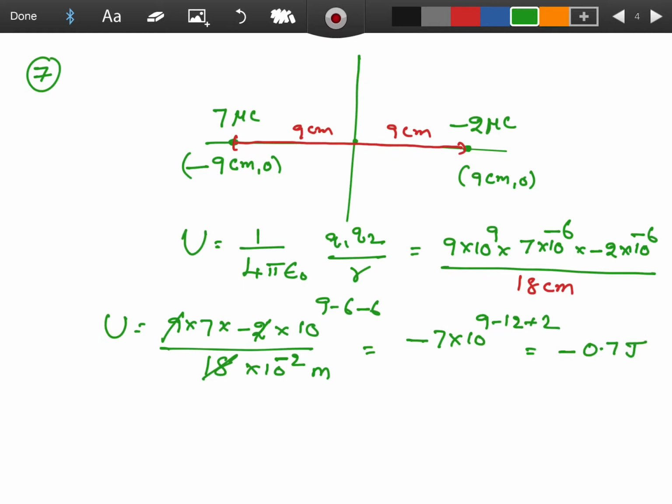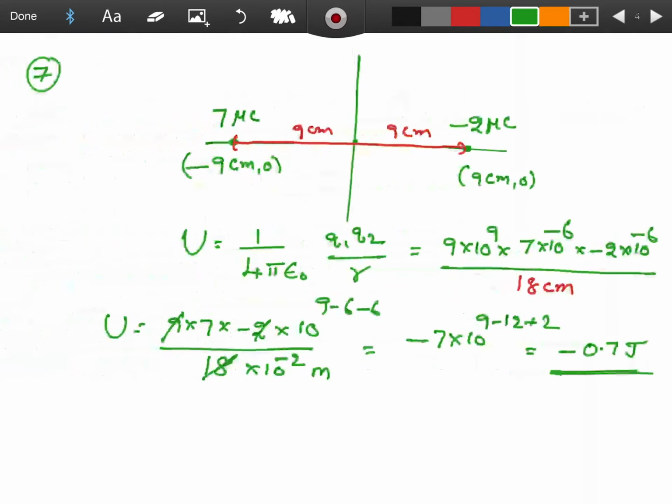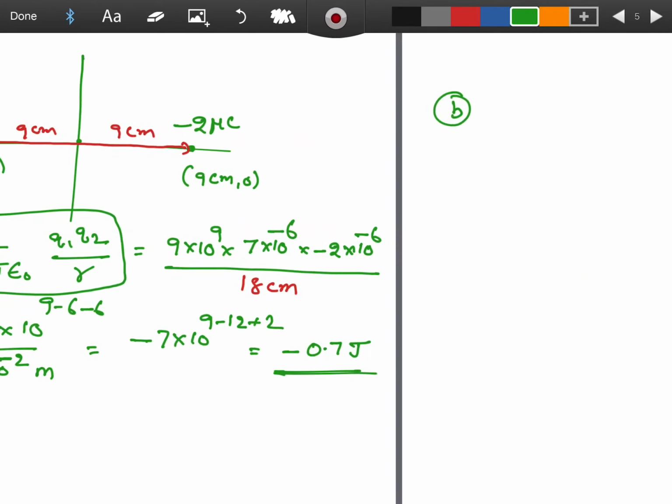The first question was to determine the electrostatic potential energy. Electrostatic potential energy is minus 0.7 joule. Now coming to the second question. The first question is simply substitution: U equals 1 by 4 pi epsilon naught Q1 Q2 by R is the potential energy.